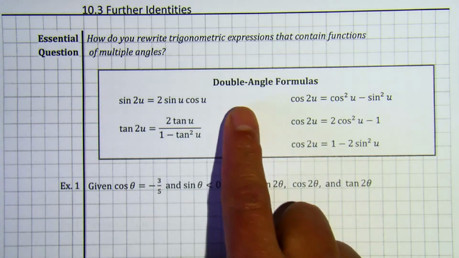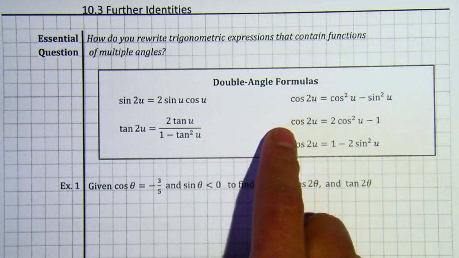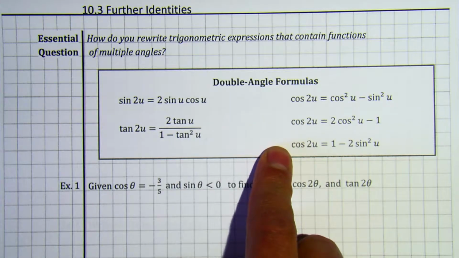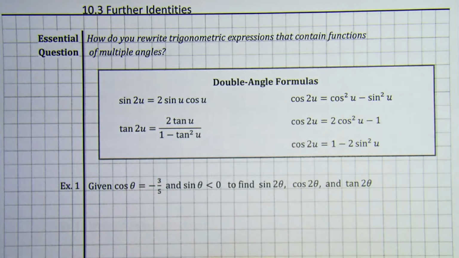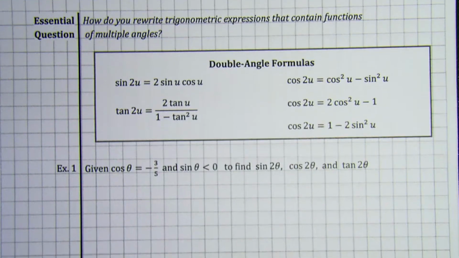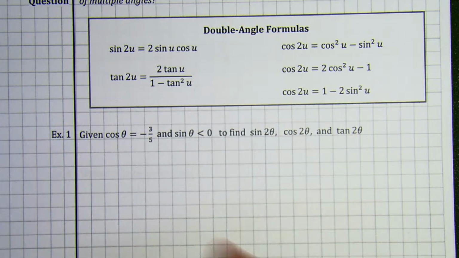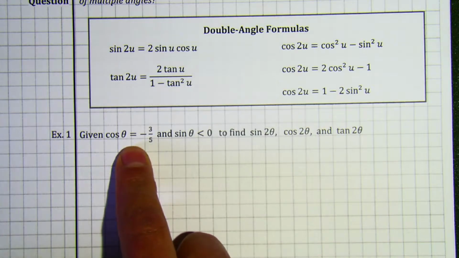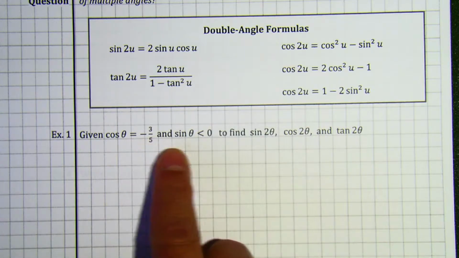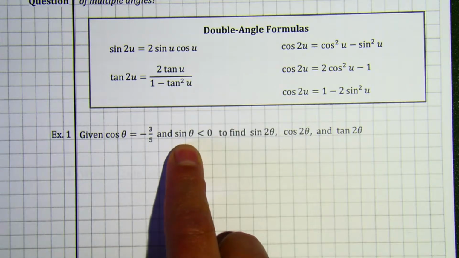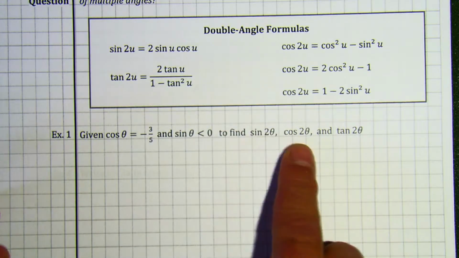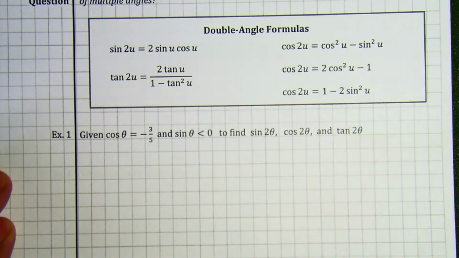Now, your book also, once again, has the development of those formulas, so if you want to be able to see where the formulas come from. But for our purposes, we're just going to use them. And the use of them will be very similar to section 10.2. So let's go through example number 1. Given that the cosine of an angle is -3/5, they tell you that the sine of the same angle is less than 0. We need to find the sine of 2 theta, cosine of 2 theta, and the tangent of 2 theta. So let's start with the sine of 2 theta.